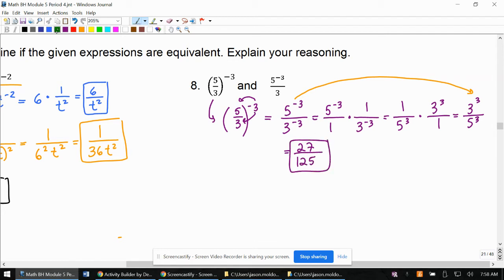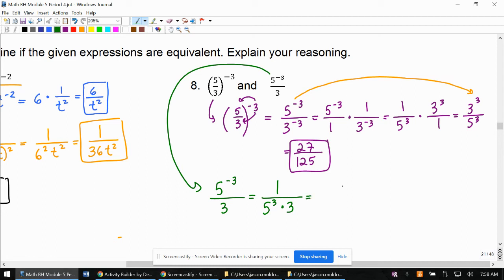Now we're going to go to the other example and see, is the other one 27 over 125? So 5 to the -3 over 3. Cross the line, change the sign. The 3 stays where it is. And it's going to be a multiplication dot, just like up here, how I was multiplying numerators and denominators. This time I did not write them as two separate fractions like I had mentioned.